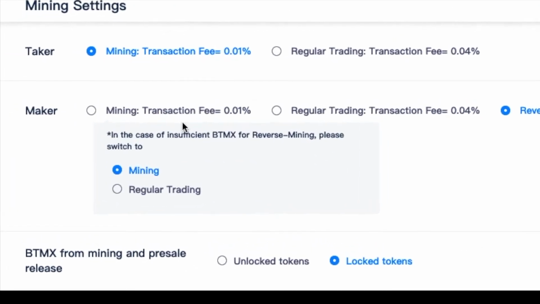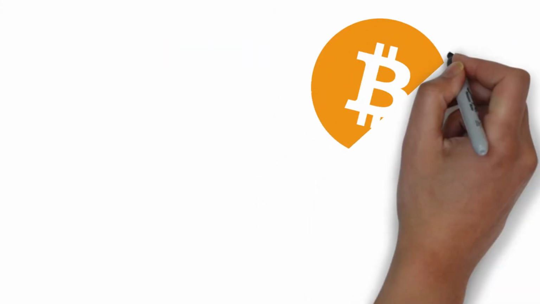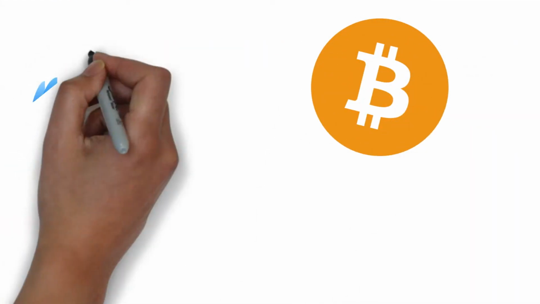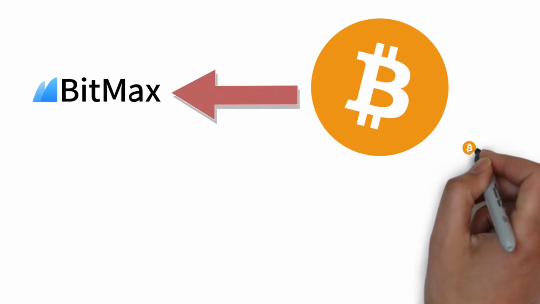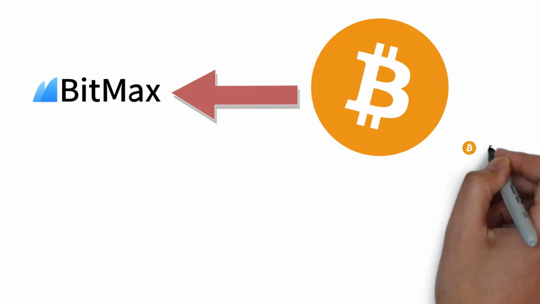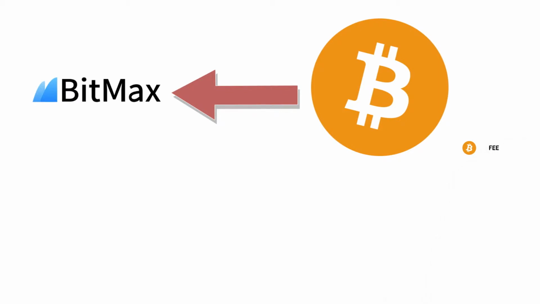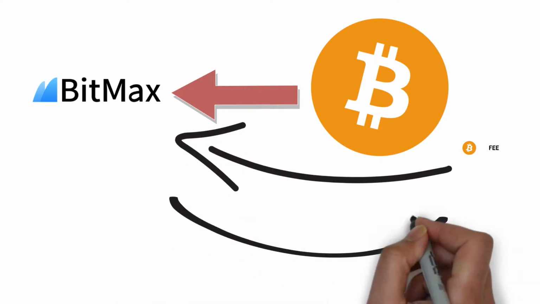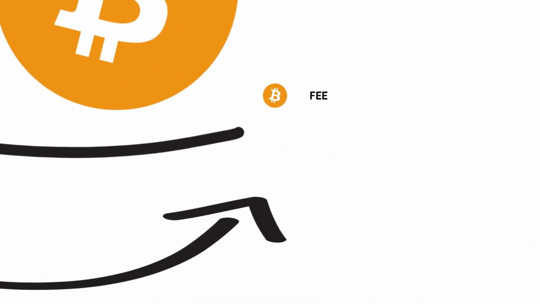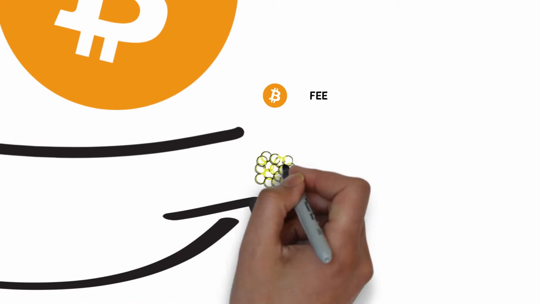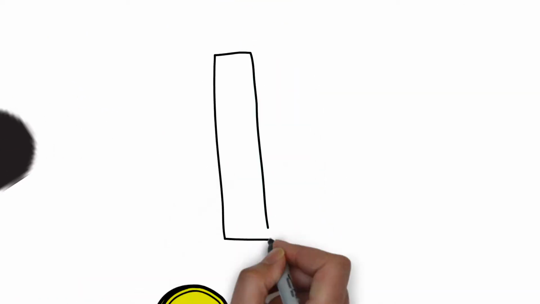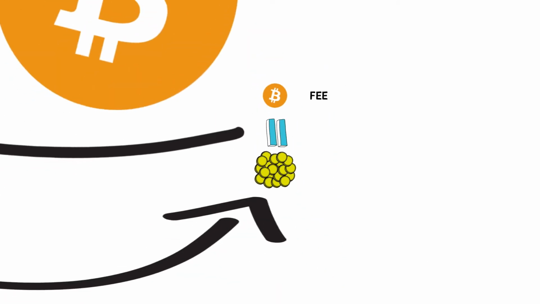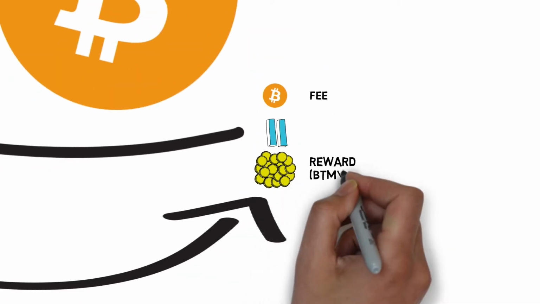Let's look at how the mining transaction fee works. So let's say you've managed to get some of your Bitcoin into the BitMax exchange and you want to buy something. So you're going to give BitMax some of your Bitcoin and you're also going to give them some more Bitcoin representing the fee. So all of that will go to the exchange. They're going to give you back some BTMX tokens, the value of which will be equivalent to the fee that you paid. They call that a reward.